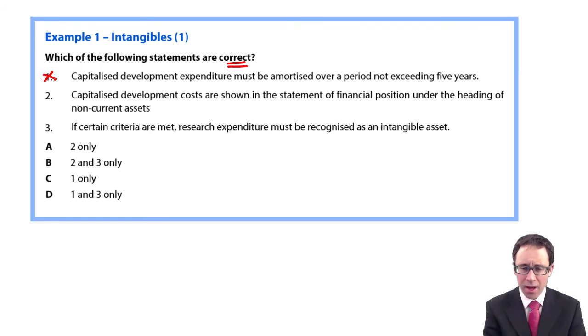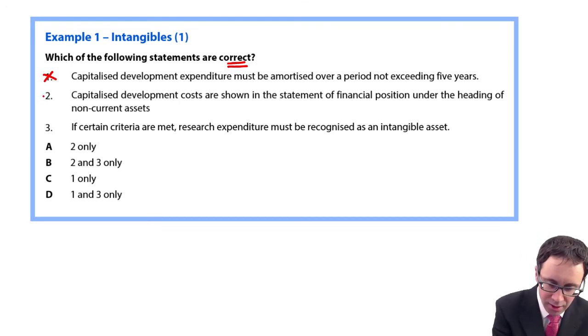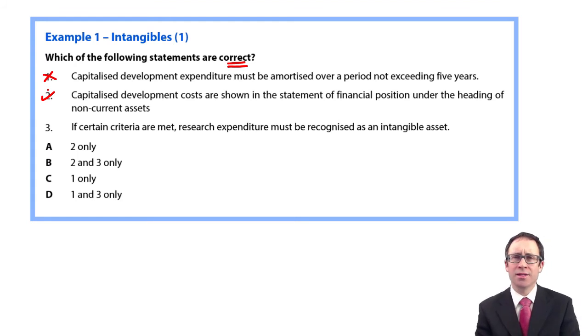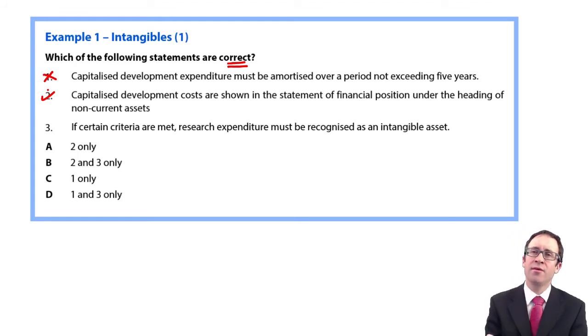Number 2, capitalized development costs are shown in the statement of financial position under the heading of non-current assets. Sounds correct to me. Assets are on the SFP. An intangible is a non-current asset because it's going to generate us revenues, benefits for greater than 1 year, isn't it? So therefore, it will be non-current.